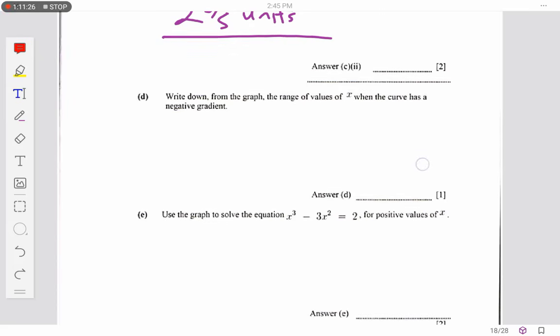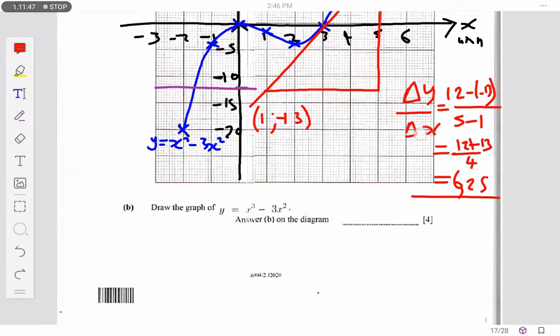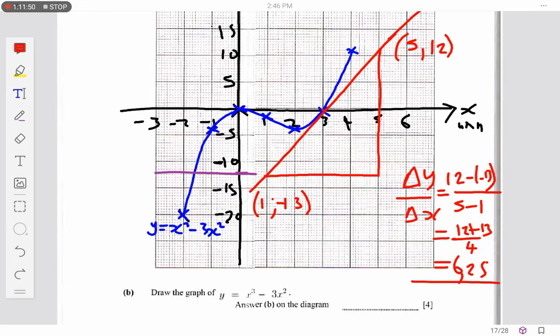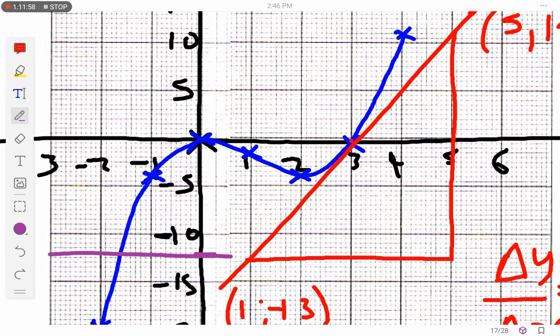Then the last part of the question, use the graph to solve the equation x cubed. So basically this is y is equal to this and y is equal to x to 2. So when we have such a question, what we do is we simply draw a line of y is equal to 2 there, and then we find the values of x. So y is equal to 2. Y is equal to 2 is approximately, let me just zoom in. Y is equal to 2 is here. 1, 2, here. This is our y is equal to 2.